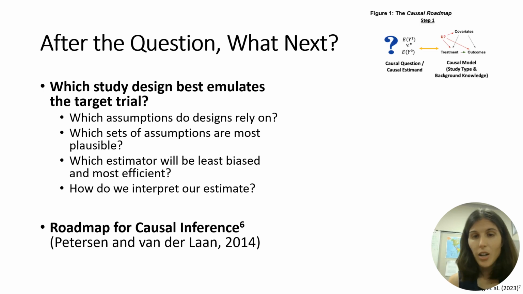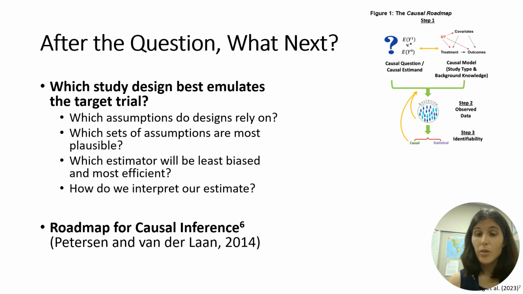The steps are to define the causal question and the estimand that answers that question, and we can do that in part by developing a causal model that describes our knowledge about how the data will be generated. We then talk about the data we'll actually observe and the identifiability assumptions that will tell us whether we can estimate a causal effect or merely a statistical association from that observed data.